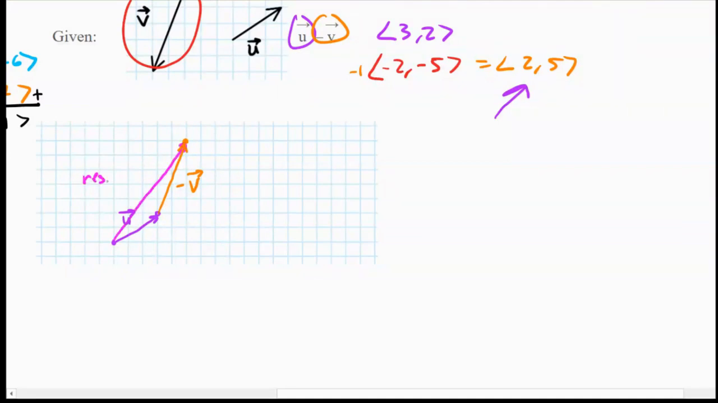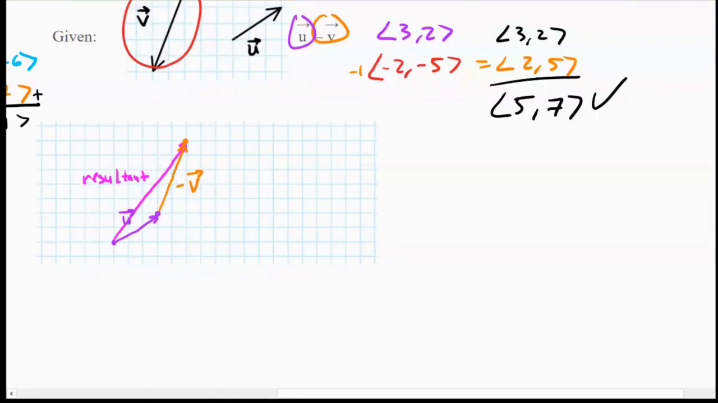Again, I don't have a value for that, so I'm just going to call it resultant here. In this one, for the pink that we have to double check, I'm just adding the two vectors u and -v. When I do that, I get 5, 7. So I should be going over 1, 2, 3, 4, 5, and 1, 2, 3, 4, 5, 6, 7 up. It looks like my resultant vector looks like that. So we're good to go.